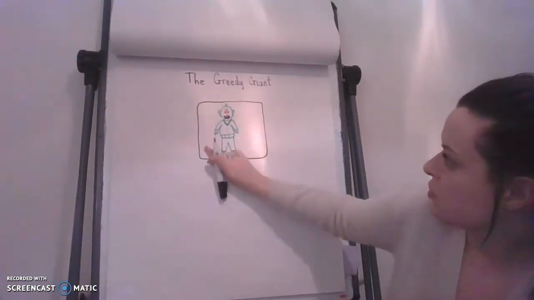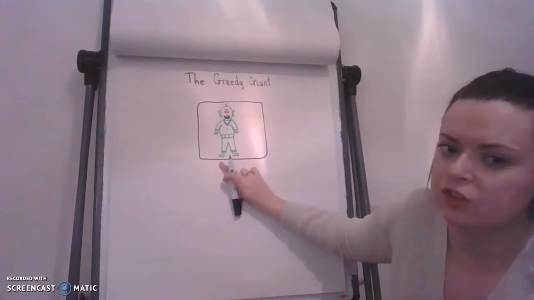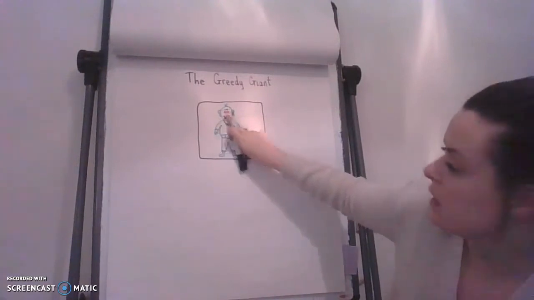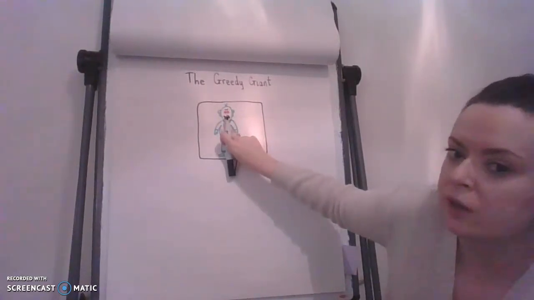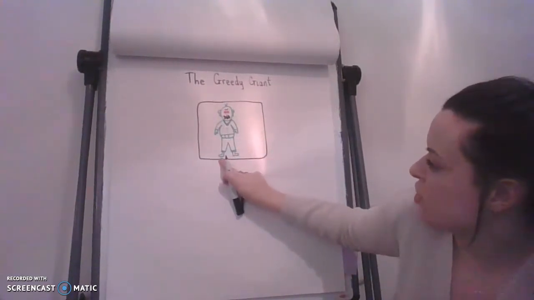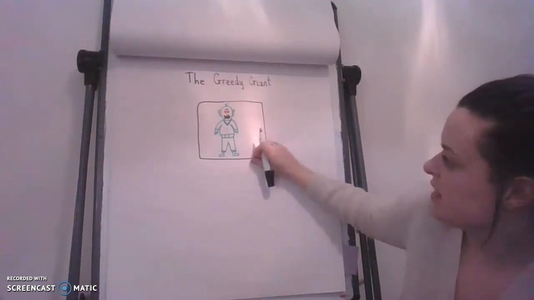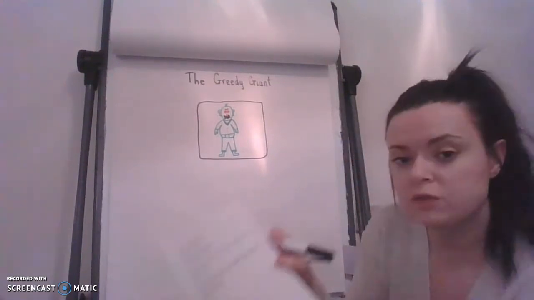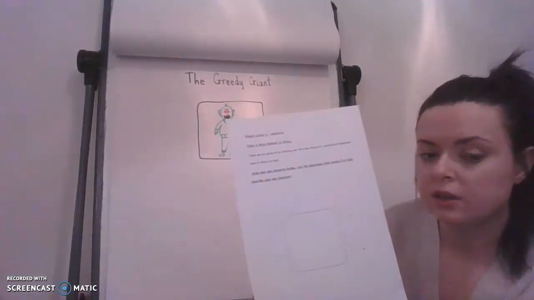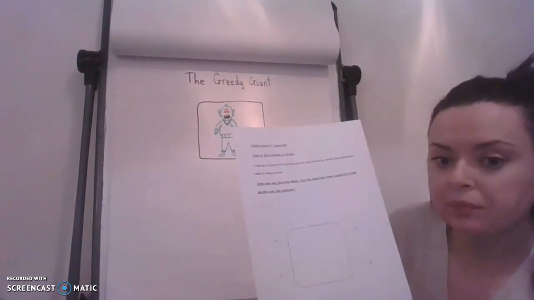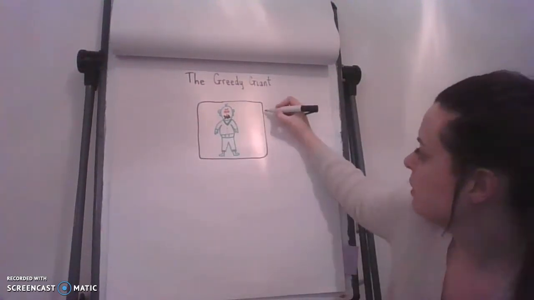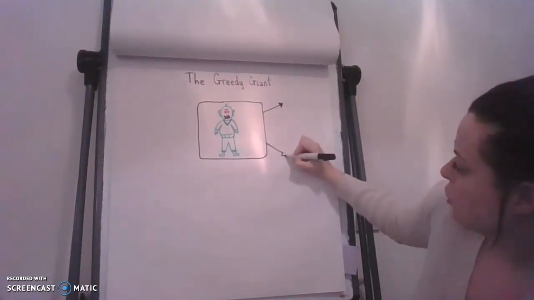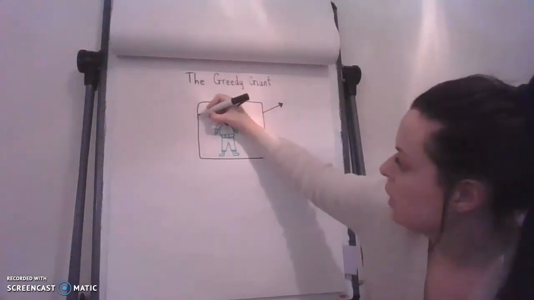Okay, so I've gone for the Greedy Giant. I've already drawn my Greedy Giant. So he's got mean red eyes. He's got terrible teeth like the Gruffalo. He's got rotten feet, and he is huge because he's a giant. Okay, so once you've drawn your new character, there are some arrows here. Okay, and what I would like you to do is describe your new character.